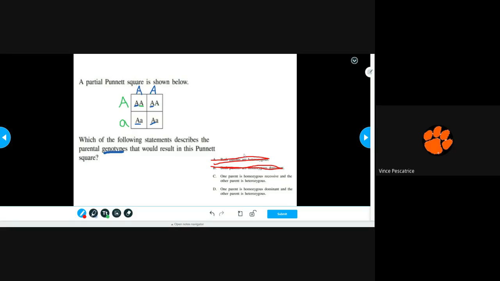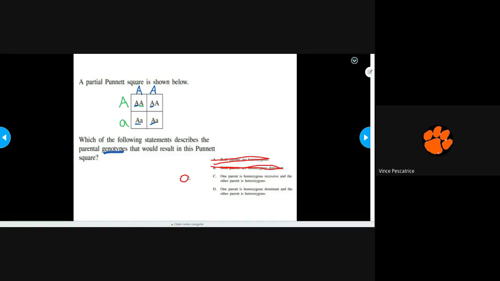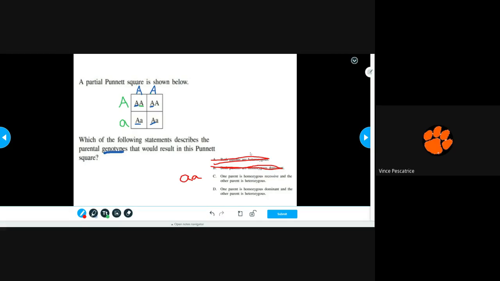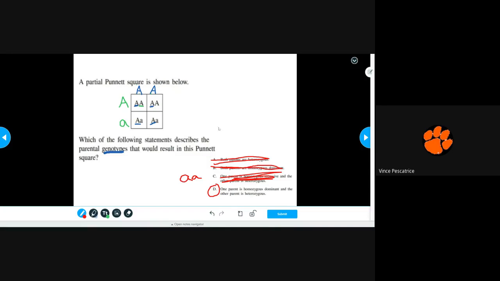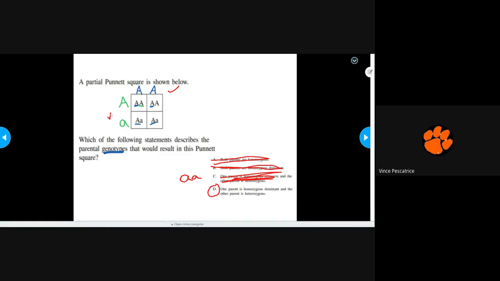All right, one parent is homozygous recessive and the other is heterozygous. Homozygous recessive would mean that one would have two lowercase letters. Is that true? No. You don't see either parent having both recessive genes, so it cannot be C either. So that leaves us with D. One parent is homozygous dominant, check. And the other parent is heterozygous, check.